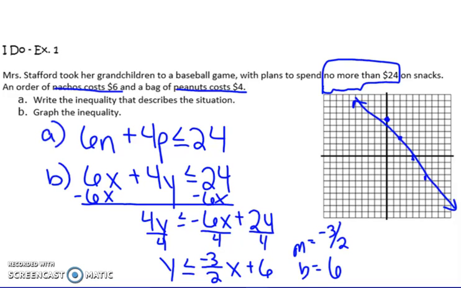From here, we can either pick a test point, or we can use the trick we've talked about in class. If I look at my sign in slope-intercept form, I have y is less than or equal to. So I'm going to start at my intercept and go less, which means I need to go down. And I'm going to shade that entire bottom area in. Now, obviously, she cannot buy negative peanuts or negative nachos, but for the case of this graph, we're going to shade it in anyway.